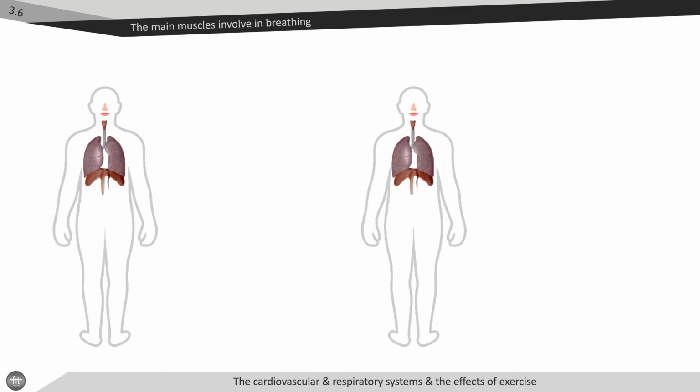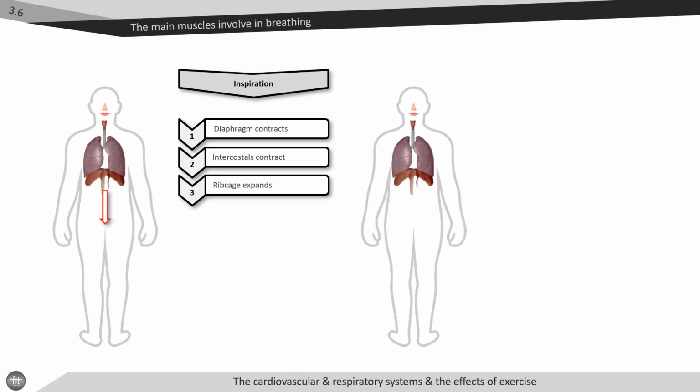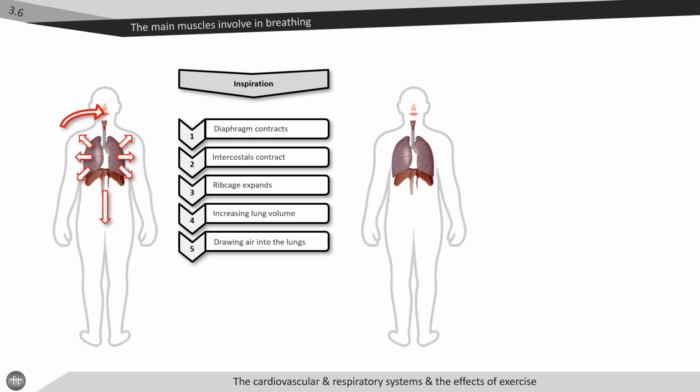So firstly, we'll look at inspiration. This is the air coming into the lungs from the outside atmosphere when the thoracic space has been increased. This occurs when the diaphragm draws down, contracts and flattens. The external intercostals support this process by contracting to expand the rib cage at the same time. This increases the lung volume, where air is then drawn in.